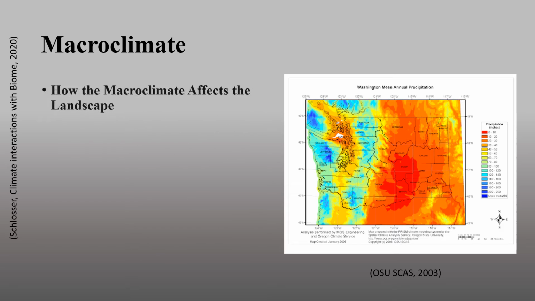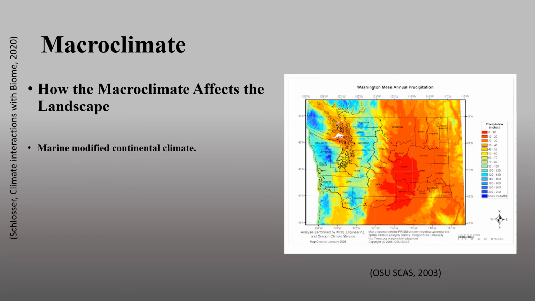Climate is the long-term patterns of temperature and precipitation of a given location. Kamiak Butte has a marine-modified continental climate. This climate is much drier than the marine climate that lies west of the Cascades. The main factors that influence climate are air masses, continentality, and topography.